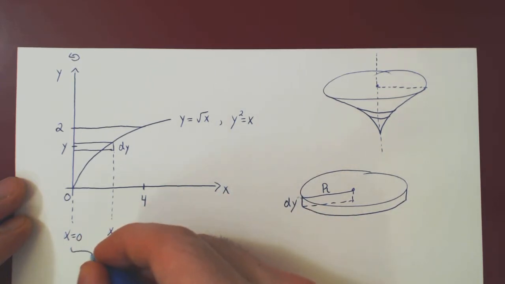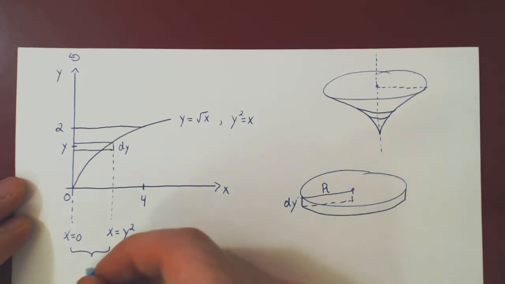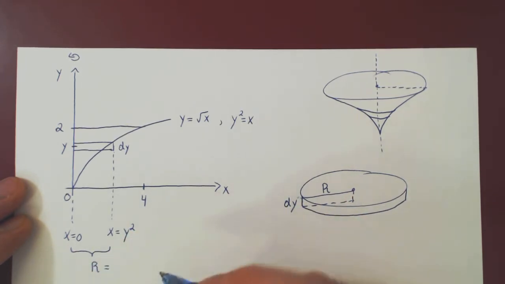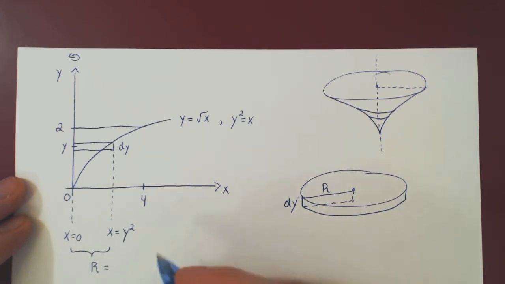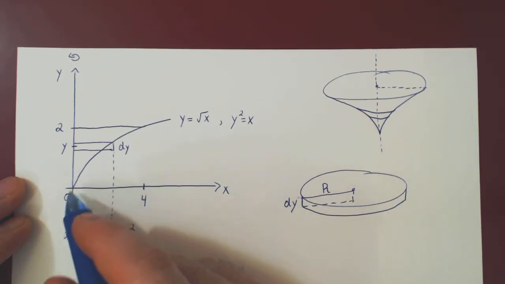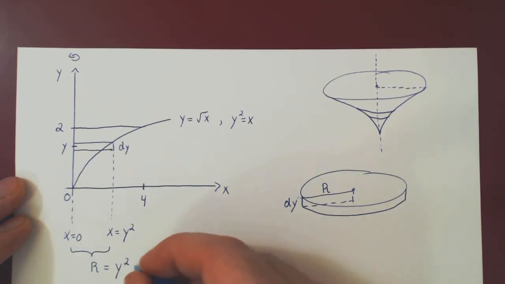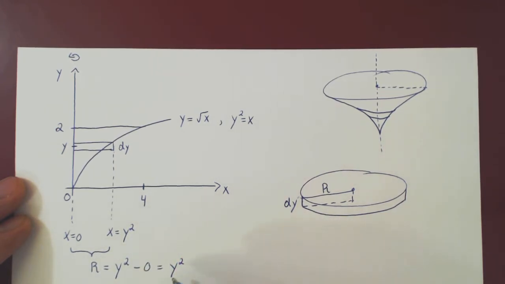And now the radius can be easily obtained. The radius, once again, is the length of the rectangle. It is a line segment along the x-axis, so to find the length of this segment, we take the bigger x value, y squared, minus the smaller x value. Here it happens to be 0. So we are left with simply a radius of y squared.